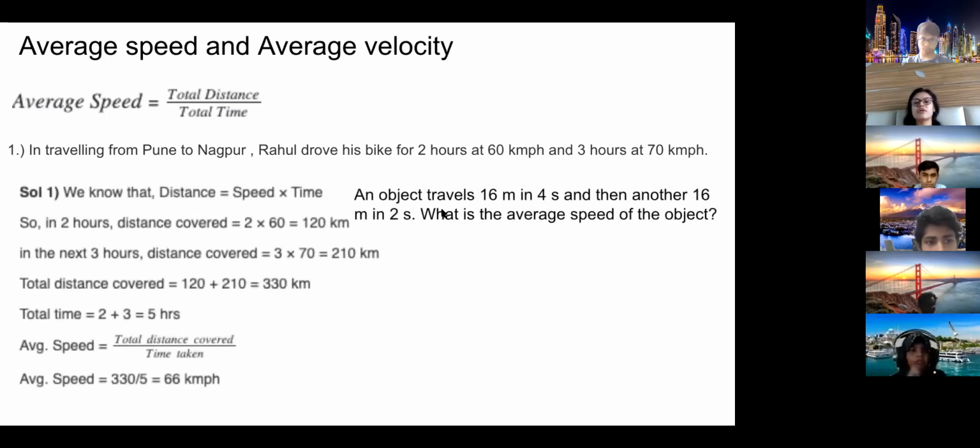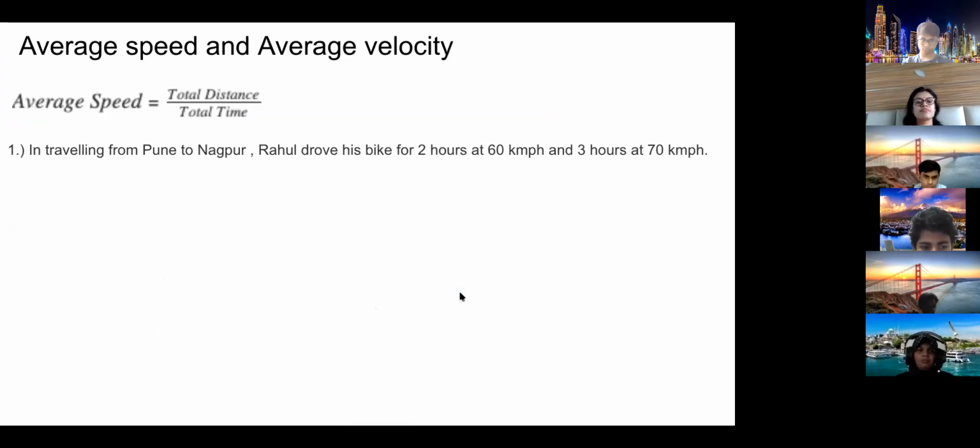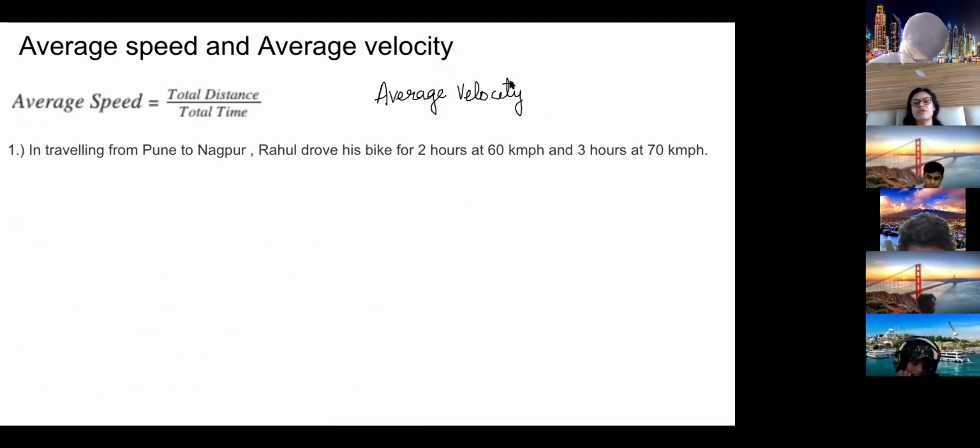Okay, average speed has come. Now what is average speed? Write down this formula and write down the topic: average speed and average velocity. Average speed is total distance upon total time, and write down average velocity also. These are just formulas. Whatever you have to find in the question, you will use that formula. The unit will be the same, the unit of speed.